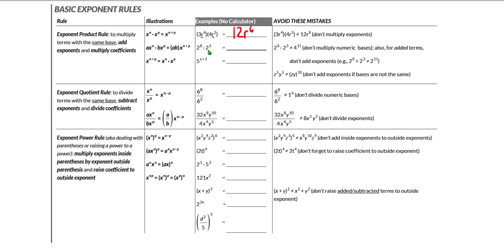When we have numeric bases, 2 to the 8th times 2 to the 3rd is simply 2 to the 11th, not 4 to the 11th. Again, we do not multiply our numeric bases.